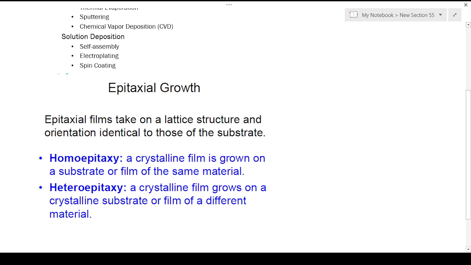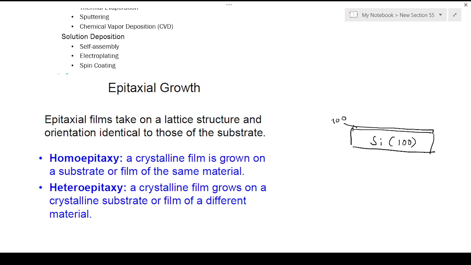Okay, and the orientation will be identical to the substrate. For example, if you have a silicon substrate, Si100, where 100 specifies the orientation of the lattice plane, and you coat a thin epitaxial layer, with a thickness of less than 10 nanometers, this thin film also will be 100. Such films we call epitaxial growth and epitaxial films.